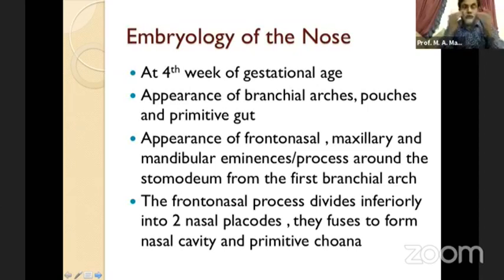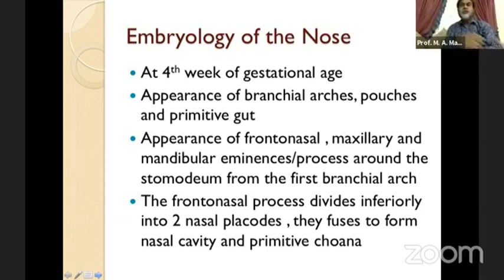So as you know, this is a nose. At the 4th week of gestation, there is the primitive foregut orifice called the stomodeum. Around the stomodeum, 3 projections come up: the frontonasal process, the maxillary process, and the mandibular process. They fuse to form the face. The frontonasal process divides inferiorly by nasal placodes, and they ultimately form the nasal cavity and primitive nose. And all these arches come from the first branchial arch.